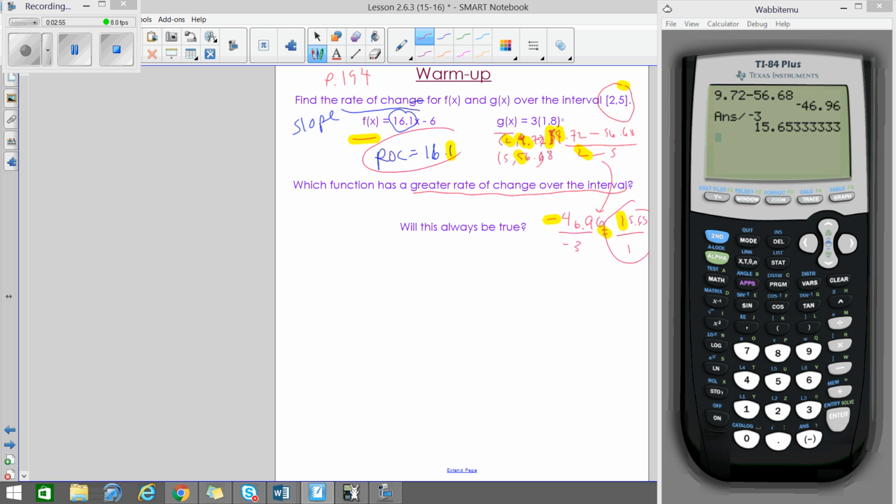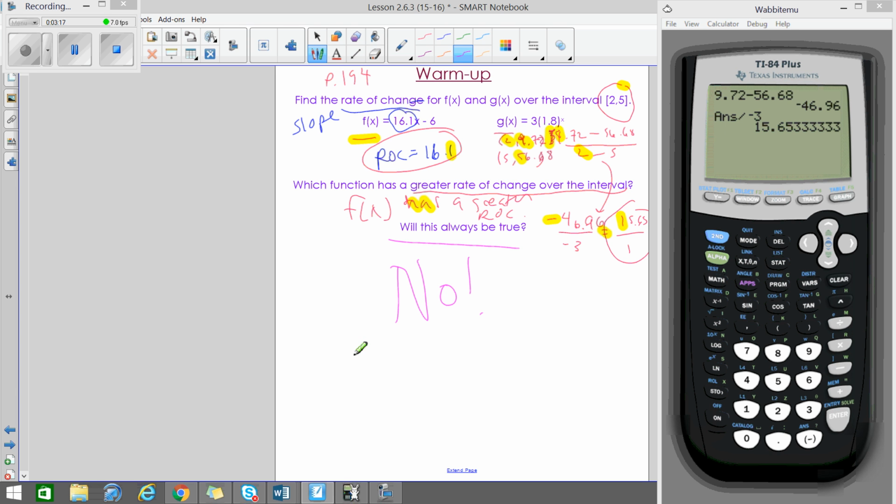Here's your simplified slope for g of x. Which one has a greater one? Your answer is f of x has a greater ROC. Now, this is today's lesson. Will this always be true? And the answer is no.